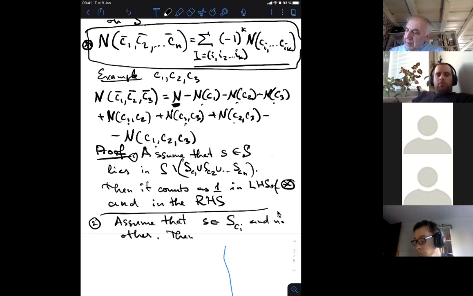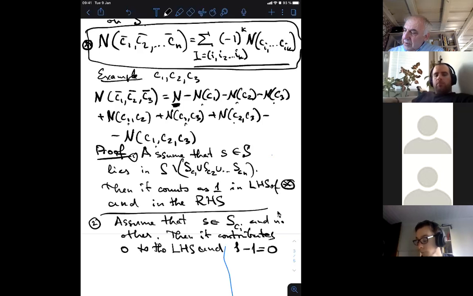Then it contributes 0 to the left-hand side, and it contributes 1 minus 1, which is again 0 to the right-hand side. So it contributes 1 to n, and it contributes 1 to n of Ci. And to other guys, it contributes 0. So it would be 1 and then minus 1.